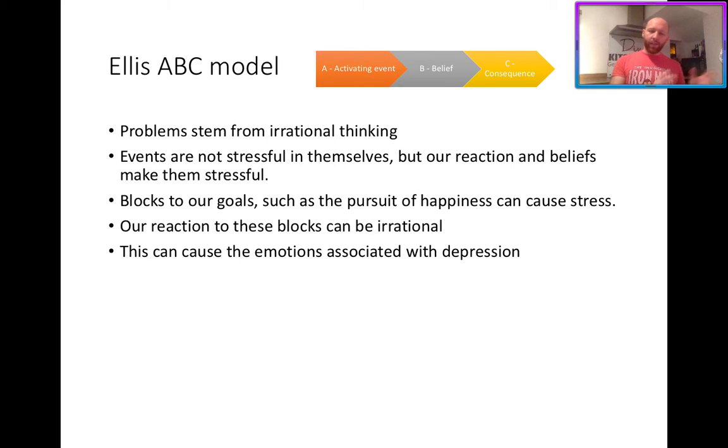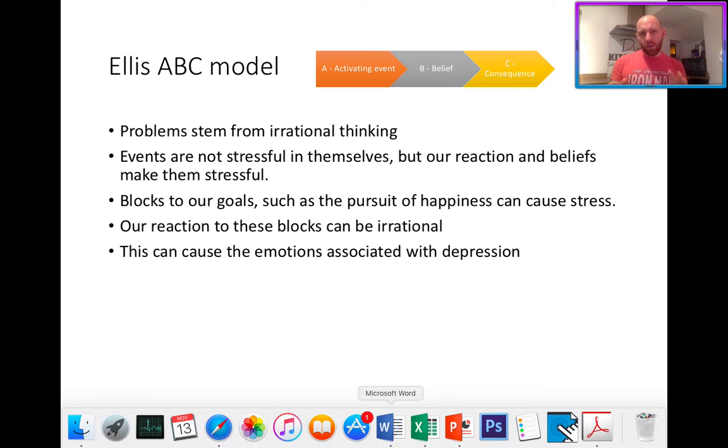So that's Beck. Now we're going to look at Ellis's ABC model, a different model of depression. So this one is focused almost entirely on irrational thinking. And the idea here is that by challenging our irrational beliefs, we can change the outcome of events.